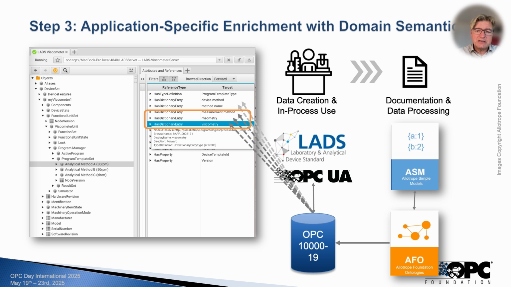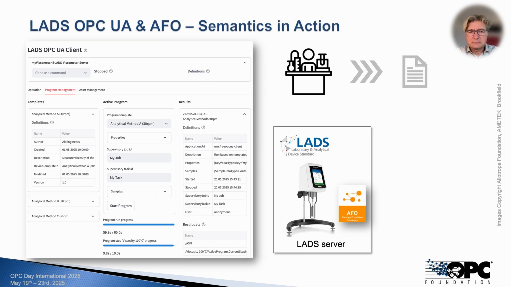This final layer of semantic labeling makes the system fully interpretable for machines, data models, and downstream processes like AI-based reasoning. It's where plug and play meets deep domain knowledge. Now that the semantic labeling is in place, we can see the impact in action. Instead of a generic OPC UA browser, we are using a purpose-built Python-based Let's OPC UA browser. This browser understands OPC UA, of course, the Let's Companion Specification, and the Allotrope Foundation ontologies.